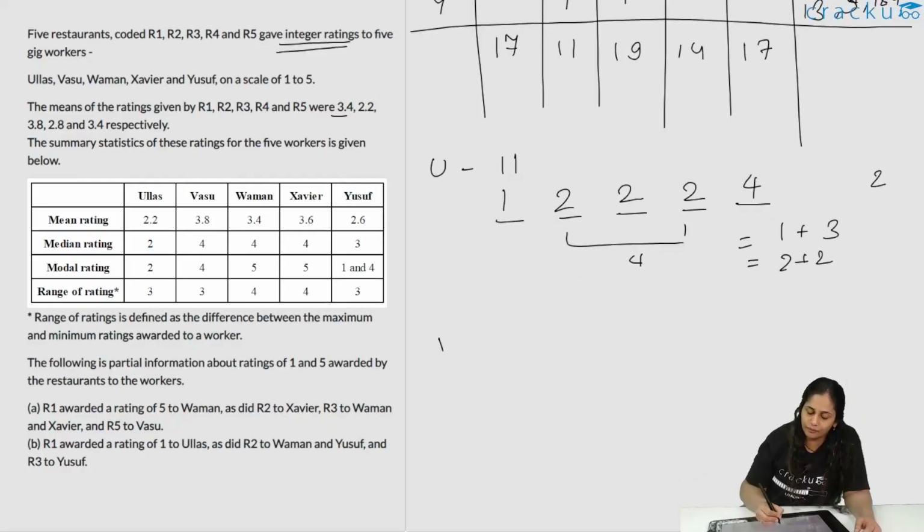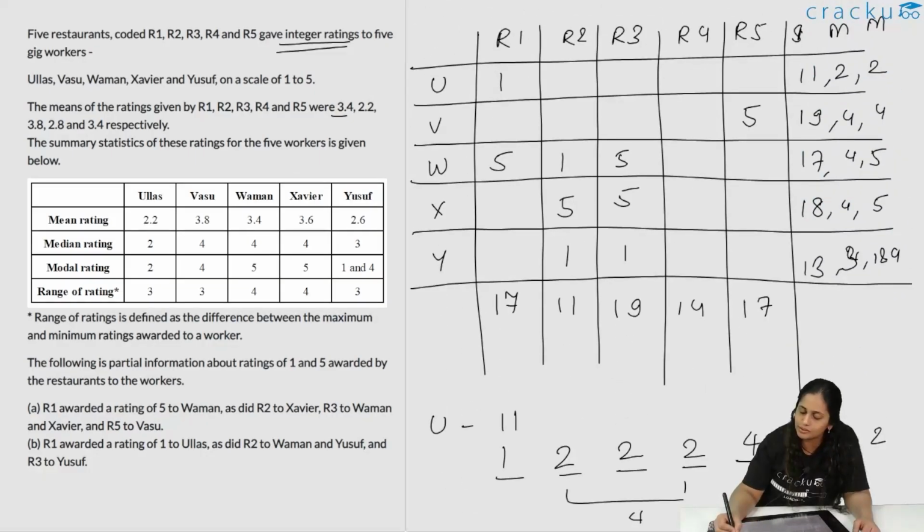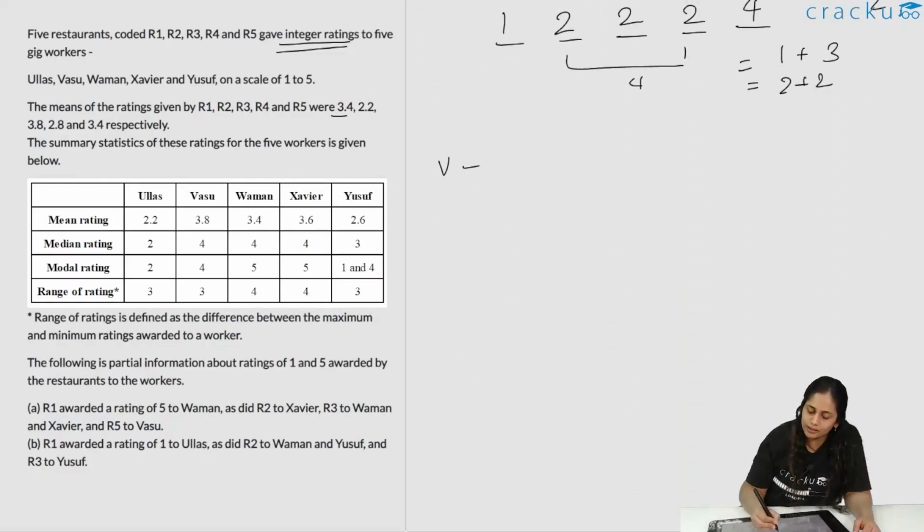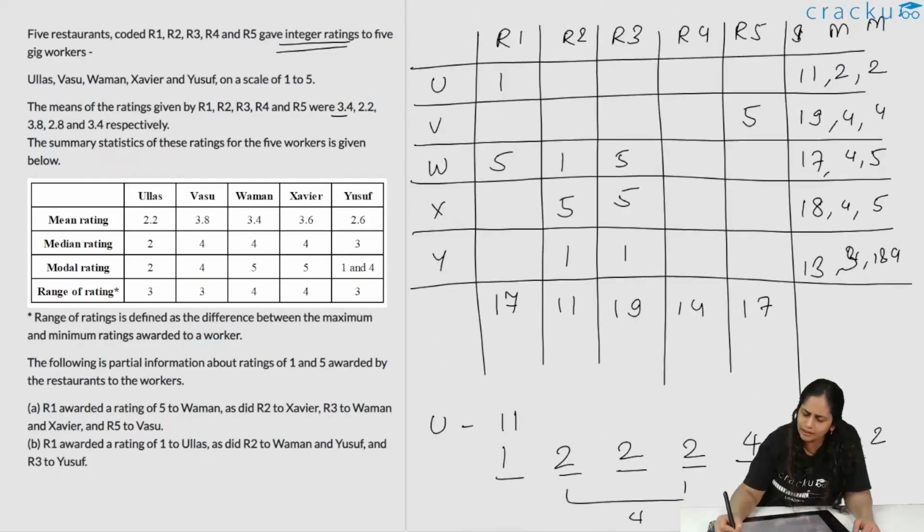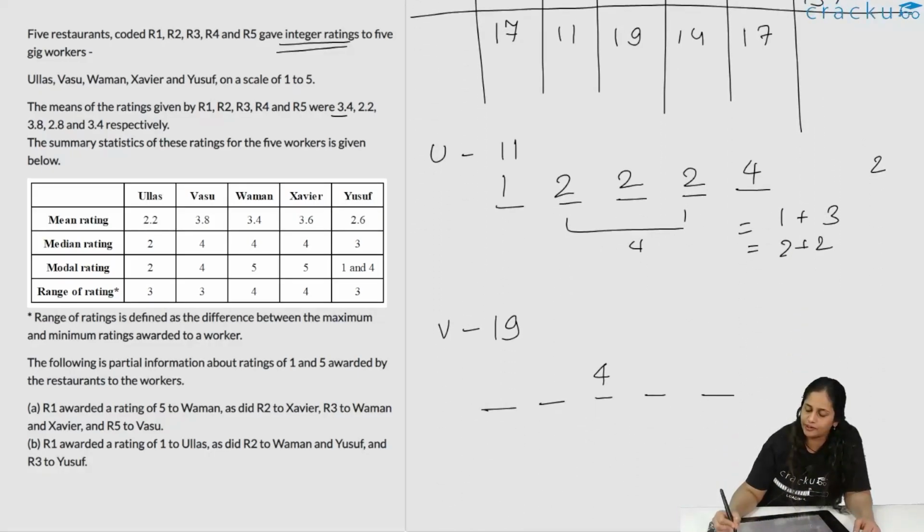Now consider the same for V. For V, what is the sum? Sum for Vasu is 19, so consider the values over here. For Vasu, the median rating is 4, so this is 4. The range is 3. Is any particular value for Vasu known? See, the 5 is known, so he has scored at least one 5. So the max is 5, that is definitely there, which means that if the range is 3, the min has to be 2. So this minimum, maximum and median have been fixed.